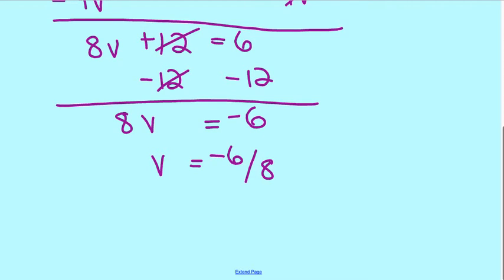Now, if we look at this answer, it's correct, but it's not in a reduced form. So we do want you to get in the habit of reducing down to the lowest form. So we're going to divide both terms by negative, or a 2 or negative 2. So we will get negative 3/4.